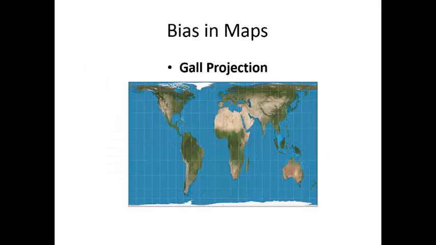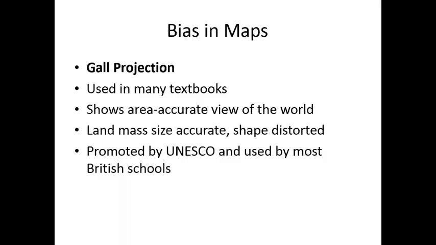And the final projection to look at here is one called the Gall projection. And as you can see from looking at this here, it's radically different than some of the other ones. Now the Gall projection is used in many textbooks, especially in British schools, and it shows an area-accurate view of the world. So if a continent looks bigger on the map, it's bigger in real life. Its surface area is supposed to be represented accurately. Now, while the land mass of these continents and areas are represented accurately, their shapes are distorted as a result.